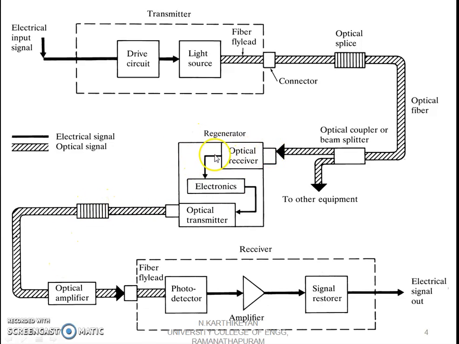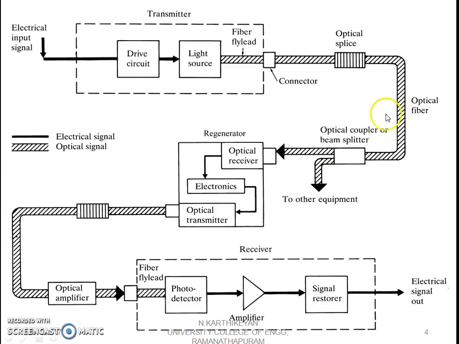In the receiver path section, there are some regenerator circuits to amplify or reproduce the signal. Then the receiver section consists of a photodetector, which converts the received optical signal into an electrical signal, and then we get the electrical signal out.